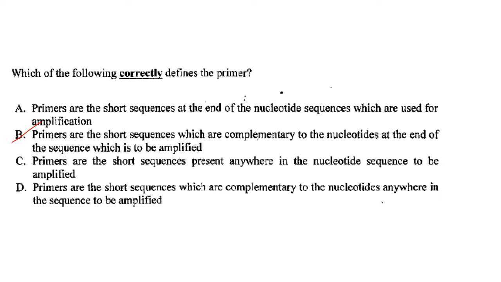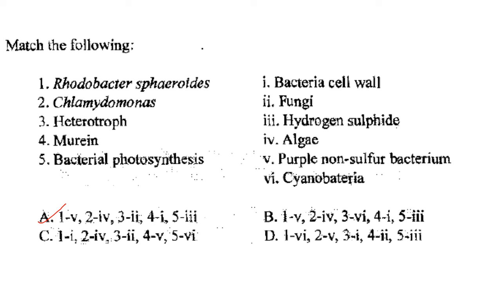Okay, next one. Which of the following correctly defines the primer? So the primers are short sequences at the end of nucleotide sequences which are used for amplification. Primers are short sequences which are complementary to the nucleotides at the ends of the sequence which is to be amplified. That is correct about primers. So the answer is option B.